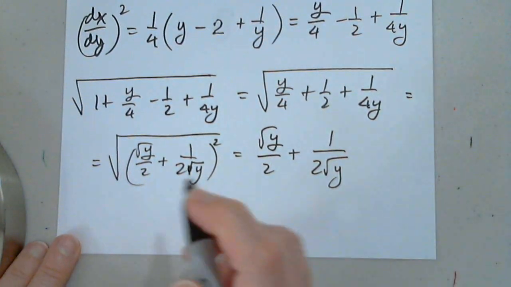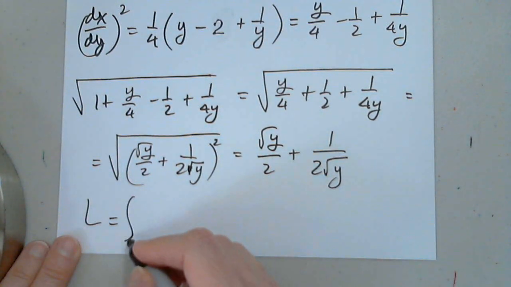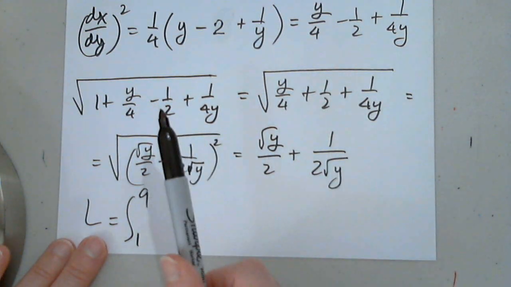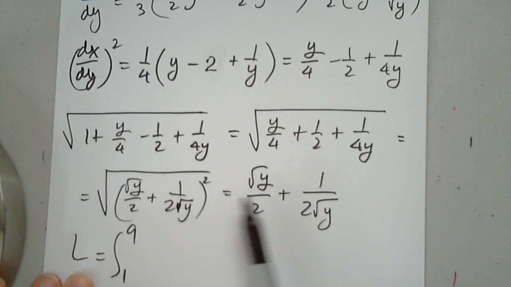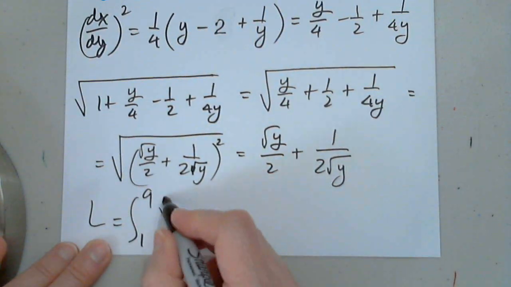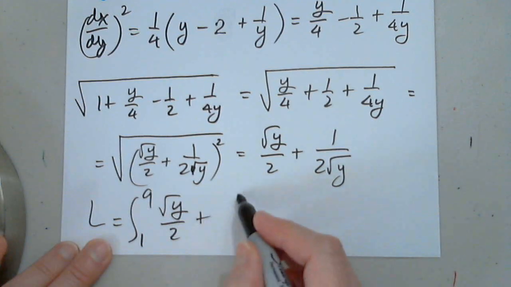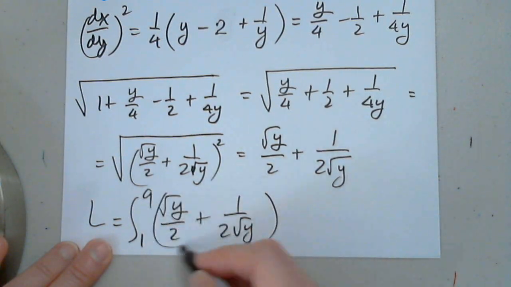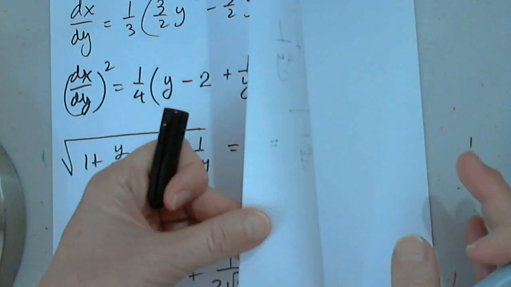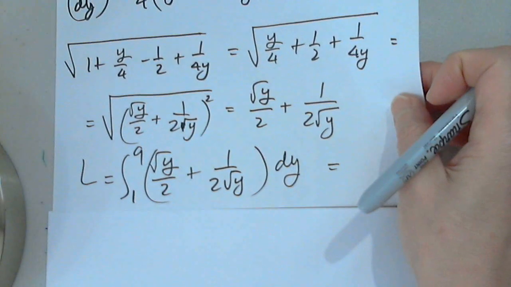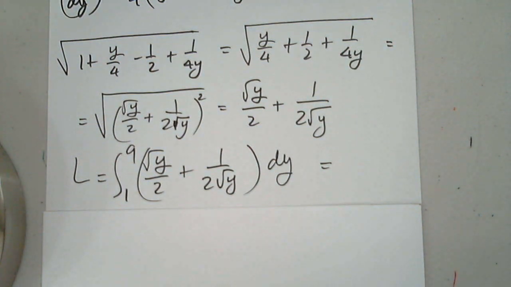Finally, we can write the arc length. It was between 1 and 9. It is the integral of the square root of 1 plus the derivative squared. We already performed all these calculations. So I have the integral of the square root of y over 2 plus 1 over 2 the square root of y, of course, dy. And let's look at page 6. Let me change the color. Okay, page 6. Good. So let's see what we get.